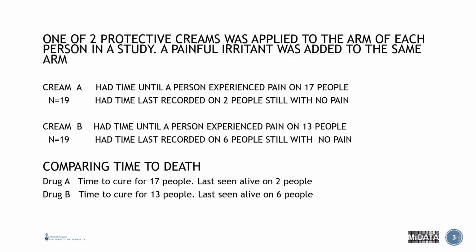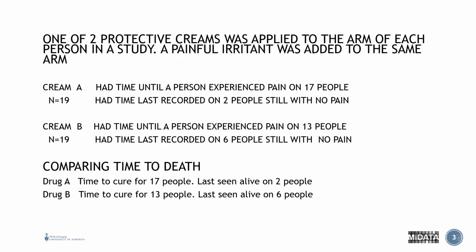So what if the study you wish to perform involves time as a variable of interest? For example, one of two protective creams was applied to the arm of each person in a study. A painful irritant was added to the same arm. Now for cream A, out of 19 subjects, 17 experienced pain, and 2 at the time of last recording still had no pain. Cream B, on the other hand, had 13 people who experienced pain, and 6 who at the time of last recording still had no pain.